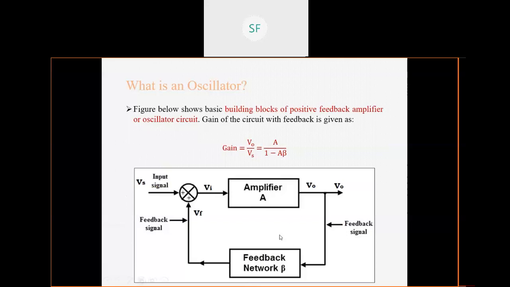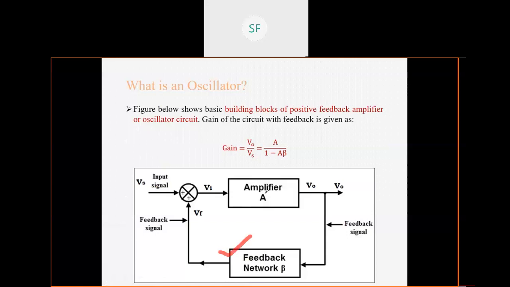Now this is the block diagram, you can read here, of the basic building blocks of a positive feedback amplifier. It is nothing but an oscillator. I have already told you an oscillator is nothing but a positive feedback amplifier. So these are the blocks involved in an oscillator circuit. You can observe that an oscillator circuit has an amplifier as part of it, and there is one feedback network given.